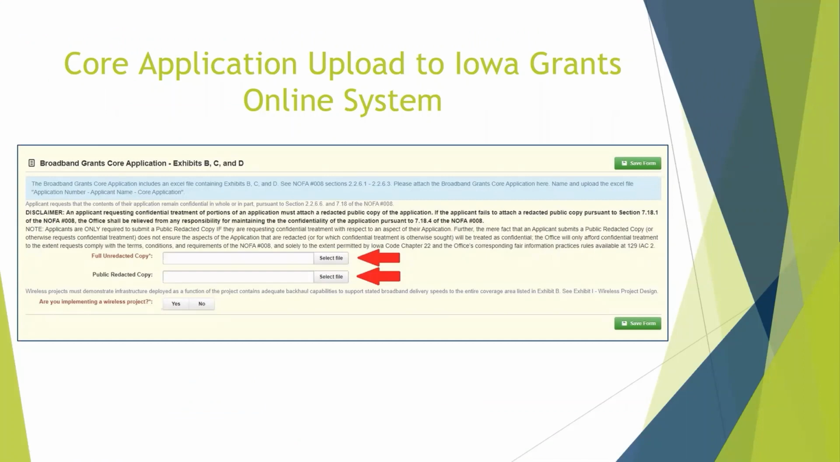To upload your core application to the Iowa Grants online system, this will be a part of the Central Forms section of your application. You'll see here on screen, you'll get to this section that says Broadband Grants Core Application. Everyone must upload a full unredacted copy. That's the Excel version of that file. And then only if you are requesting confidential treatment would you upload the public redacted copy, and that's going to be that PDF. So full unredacted copy is required of everyone, and that should be just that Excel file that you load right here.